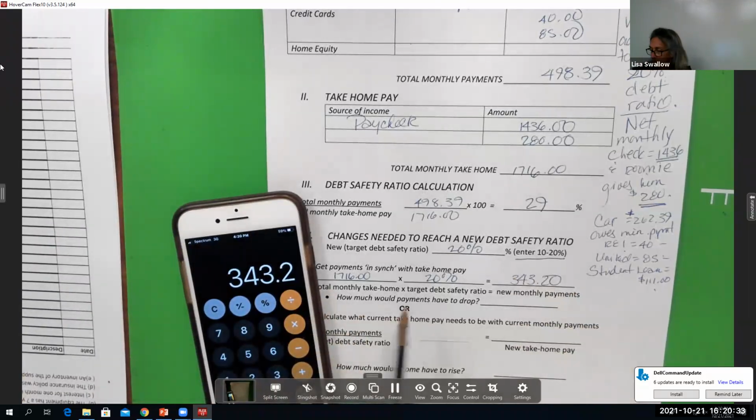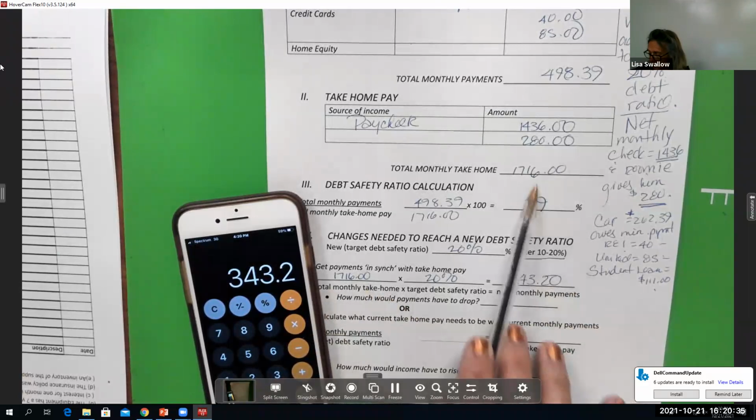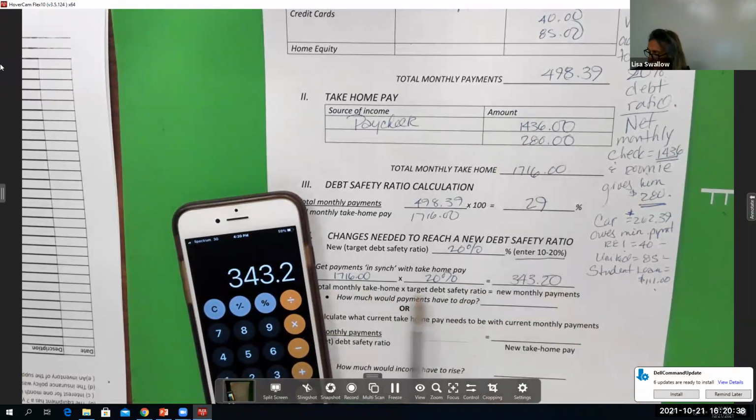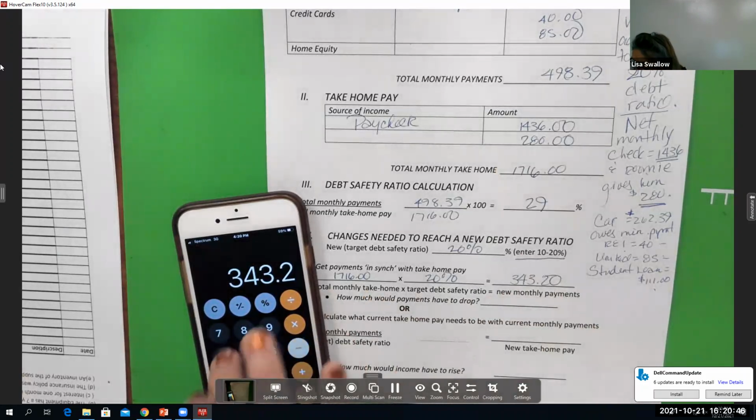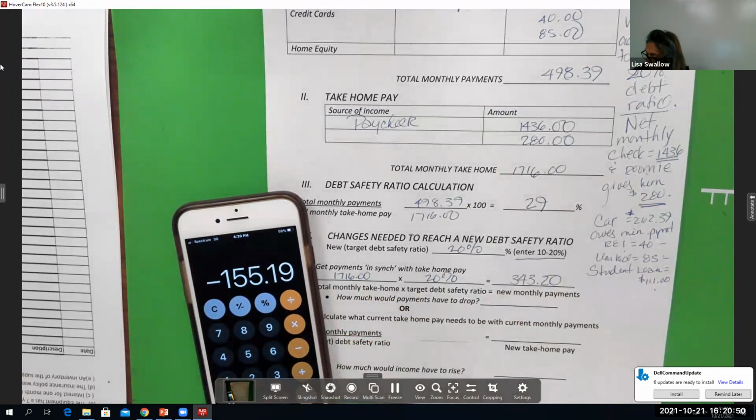So if his pay isn't going to change, we would need to get him down to $343.20 a month. And he's currently at $498.39. So how much would his payments have to drop? $155.19.